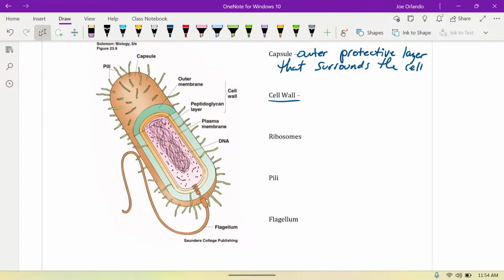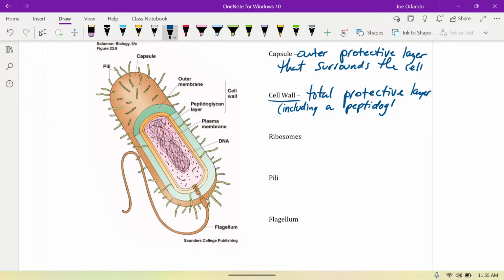yet another component we're not used to, which is the cell wall, which we think of as being composed of these layers here. So the cell wall includes this outer membrane portion. This is the total protective layer that surrounds the cell. You'll see here how it says peptidoglycan layer. We're going to get to that in a minute, but we'll say for now, including a peptidoglycan layer. You don't need to know about this yet.